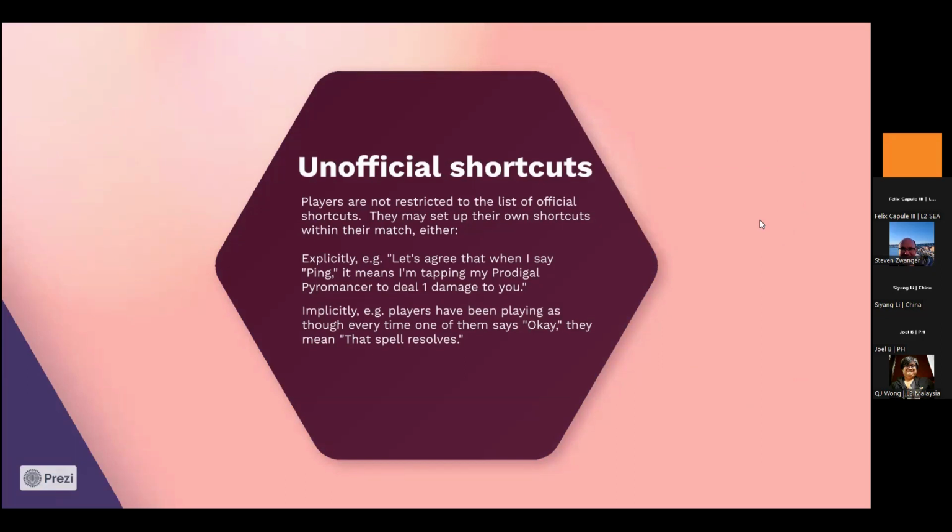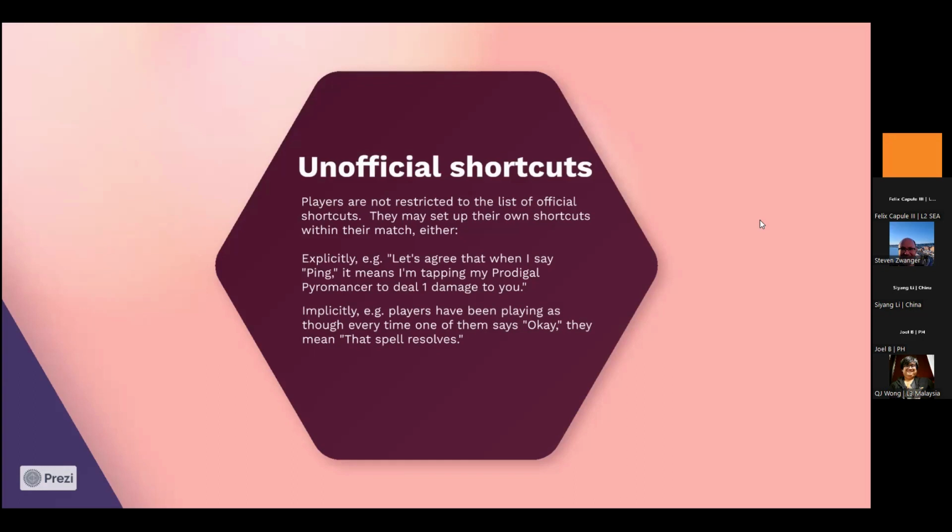Other player says, sure, that's fine. I understand what you mean. So they've set up their own shortcut, which applies only to this match, doesn't apply to any other players in the tournament, doesn't apply to any other matches. That's totally legal. And then from that point to the rest of the match, that unofficial shortcut will now have a specific meaning. Ping will always mean I'm tapping my Prodigal Pyromancer to deal 1 damage to you.